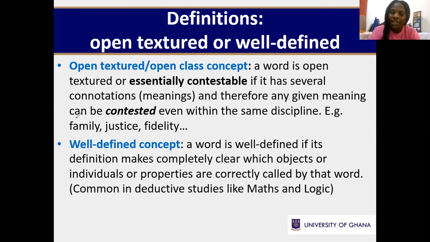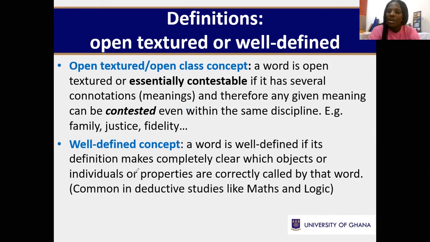Even a discipline like sociology or psychology or political science doesn't help us with a clearly defined meaning that cannot be contested. All the meanings we have, justice, democracy, fidelity, are contestable. You can contest the meanings given to such terms, even in their very discipline. That's why we describe such terms as what? Open textured terms or open class concepts. These are terms whose essence can be contested.